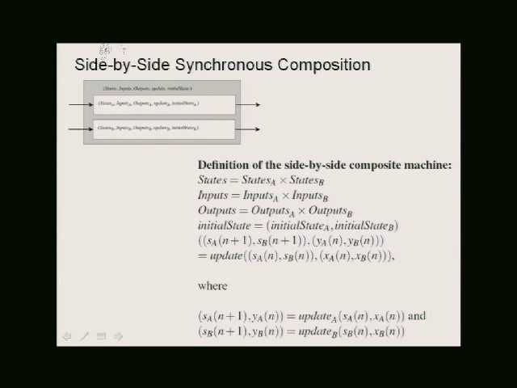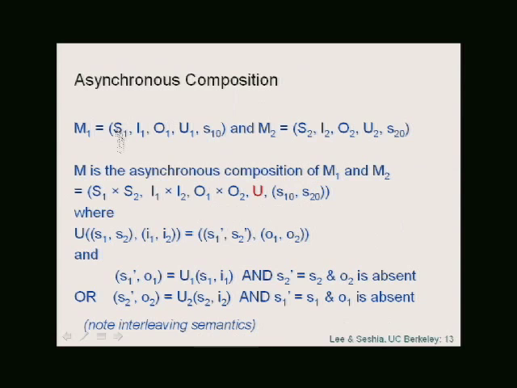All right. Now, what happens when you do asynchronous composition? Here, the story is similar, except for the update function. This is the phi tuple for machine M1, and that's the phi tuple for machine M2. The combined machine is M, which is given by this phi tuple.